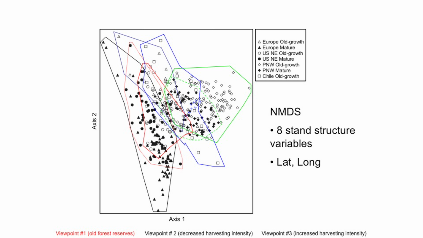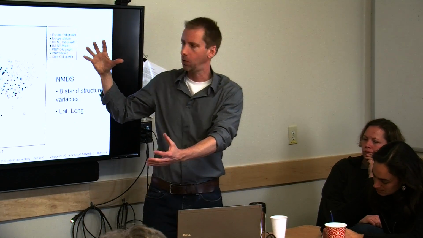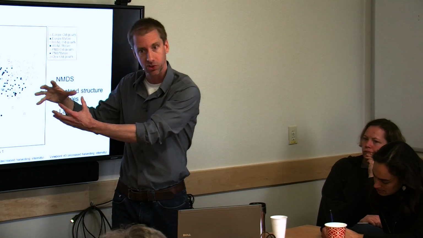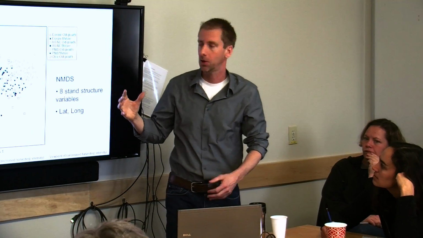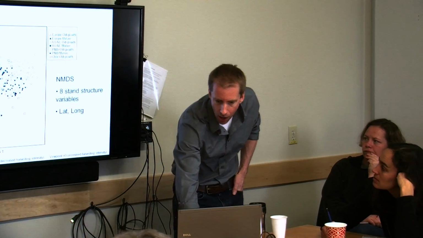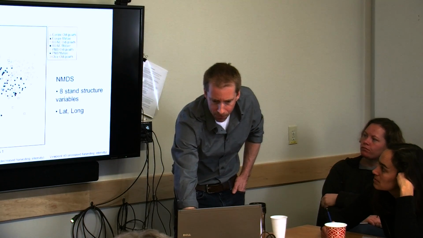So for those of you that are not familiar with ordination, it's basically a way of putting a whole bunch of variables into the mix, in this case different aspects of forest structure, including biomass, and then looking at how these different sites that you sampled cluster together or disperse in ordination space. So if they're closer together, it means that they're more similar ecologically, and if they're spread apart, it means they're dissimilar. Okay? So we can look at that clumping now, and so we'll do European old growth, European mature, U.S.